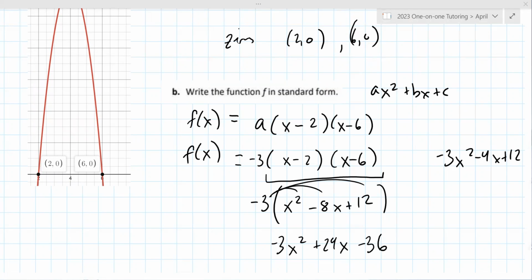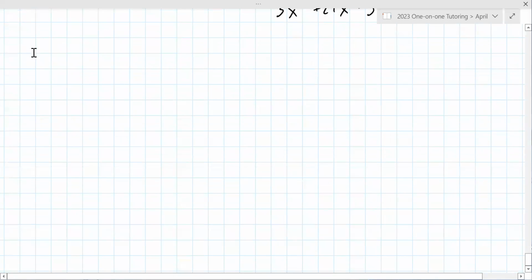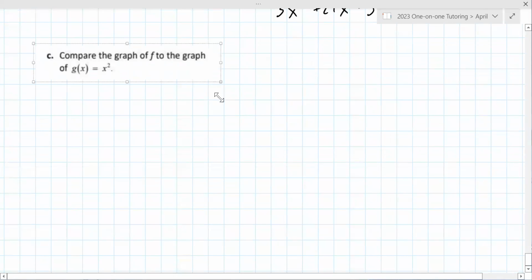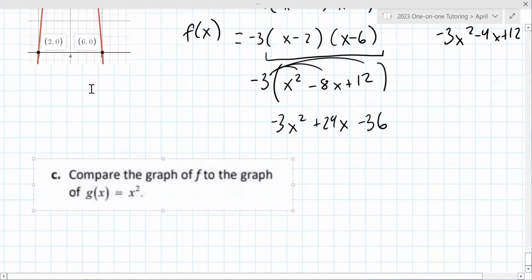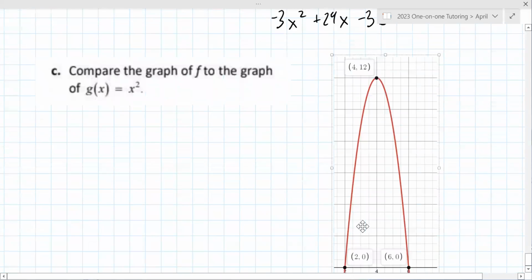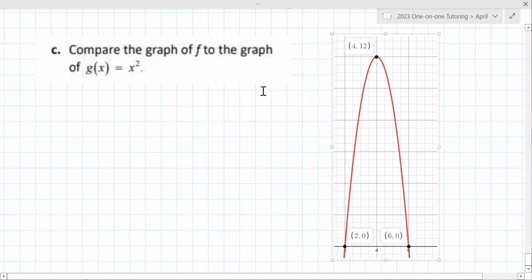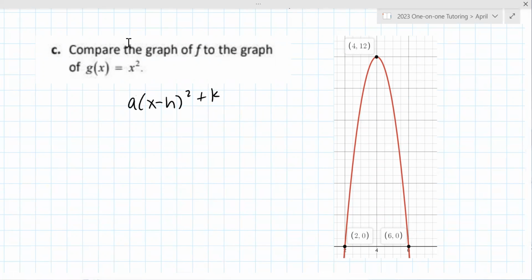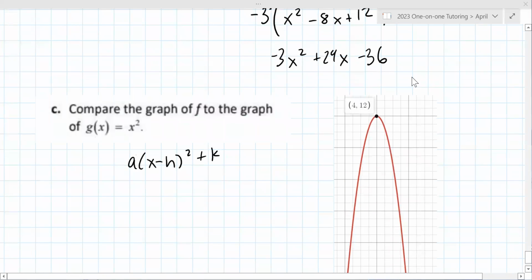All right, last one here is to compare to the graph of f of x equals x squared, or g of x equals x squared. Let me grab the graph here one more time. Okay. The best way to do this is if it's in vertex form, which you don't have. But you can get it from the standard form here.